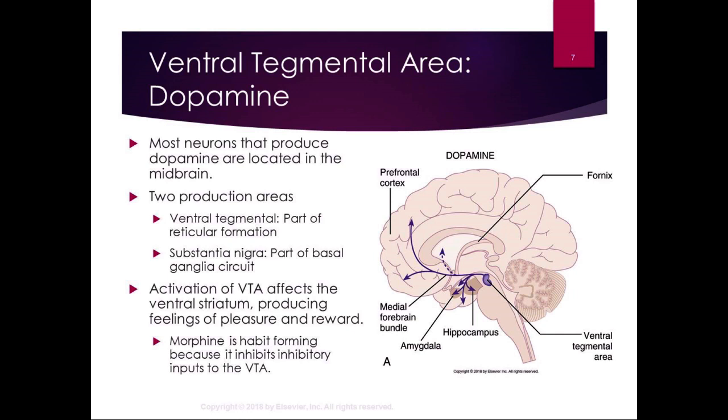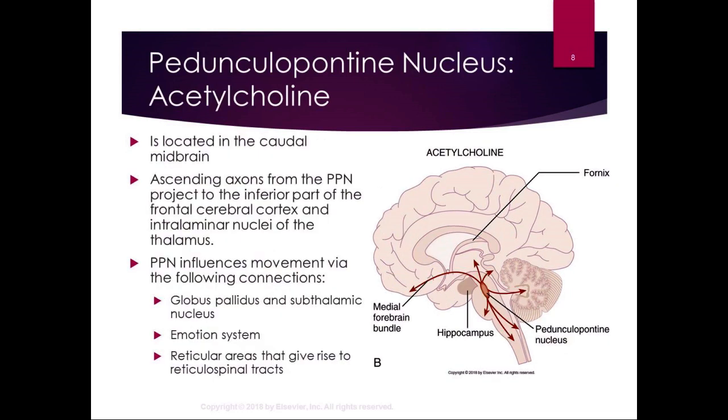So when we have things like either drugs or activities or whatever that increase feelings of pleasure and reward, we are more motivated to do them. Makes sense, right? So the PPN, or the Pedunculopontine nucleus, produces acetylcholine. It's located in the caudal midbrain. And ascending axons from the PPN project to the inferior part of the frontal cerebral cortex and the interlaminar nuclei of the thalamus. So really what we need to know about that is that there are areas in the frontal cortex and the thalamus which involve motor control that use acetylcholine.